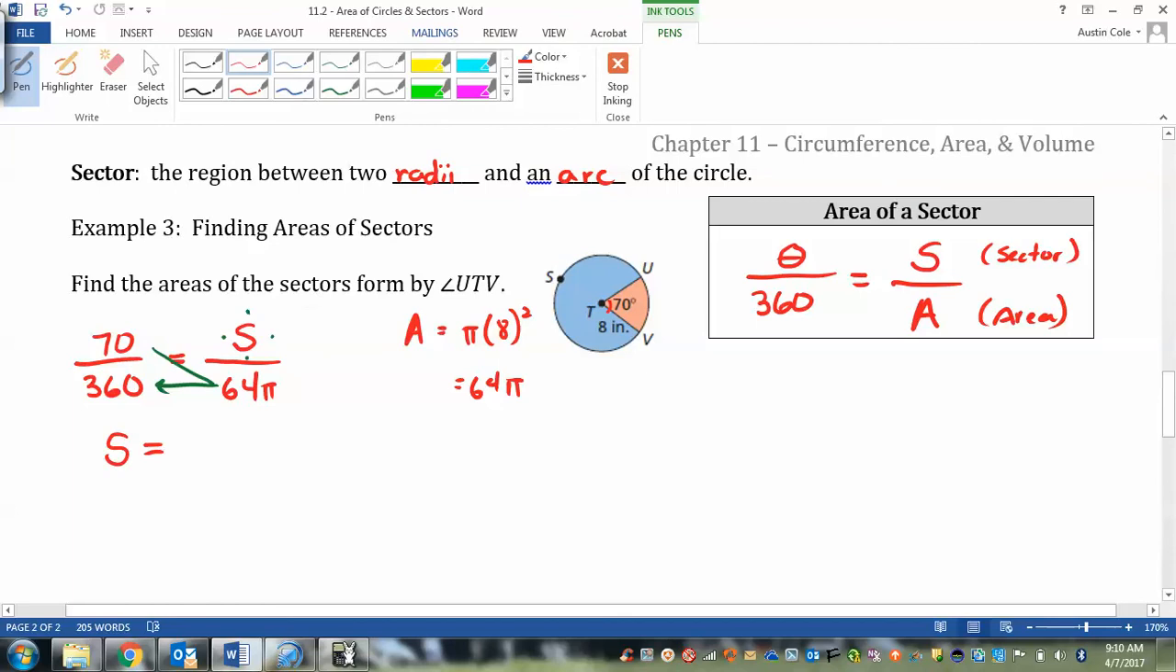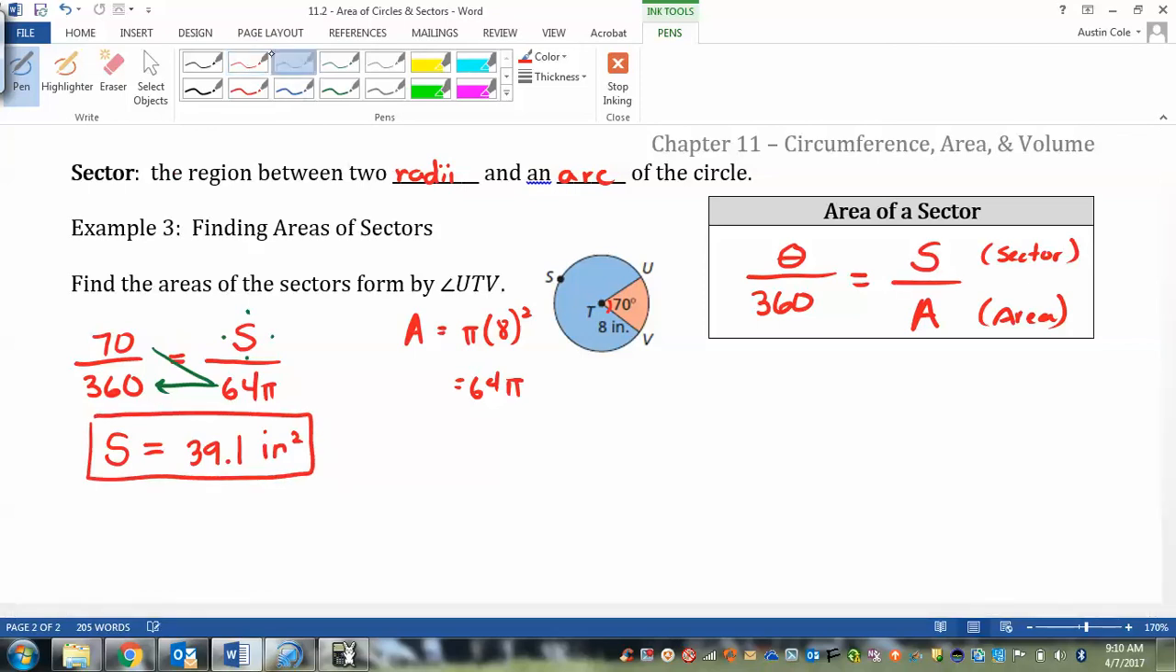Did you even get an answer there? Yeah. 39 point what? 1. Just 1? It's 1 0. Oh, it's 0.9? We'll call it 1. I like that. 39.1. Again, it's still area. Do we have a label? We do. We're going to call that square inches. So that's the area of the red piece of the pizza. Any questions about that?